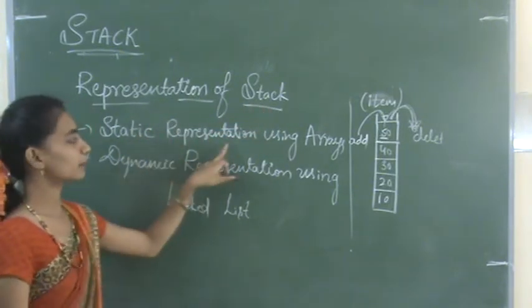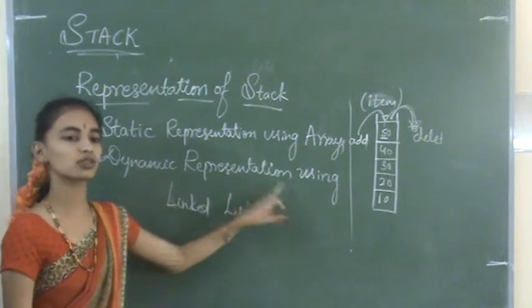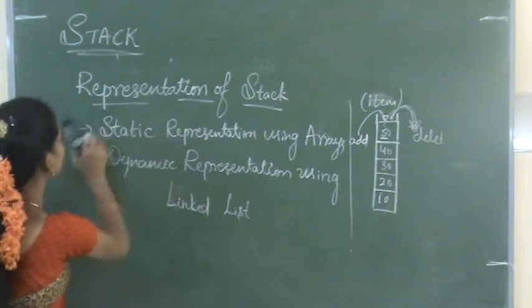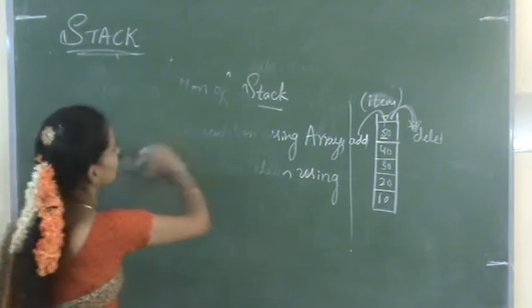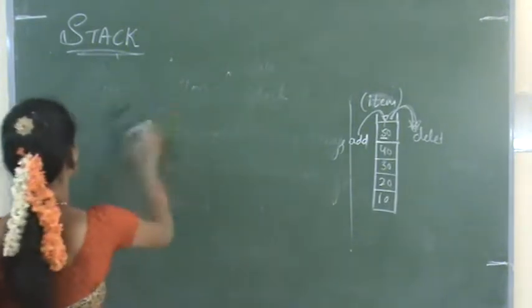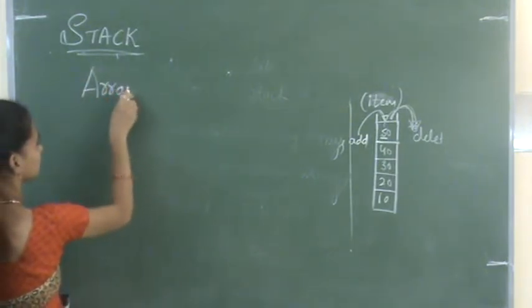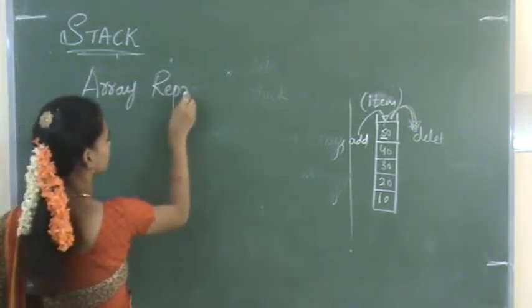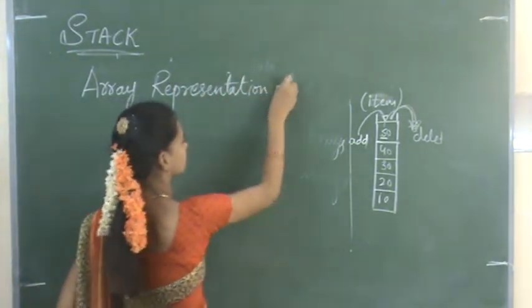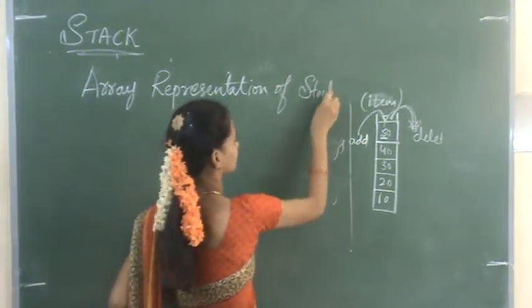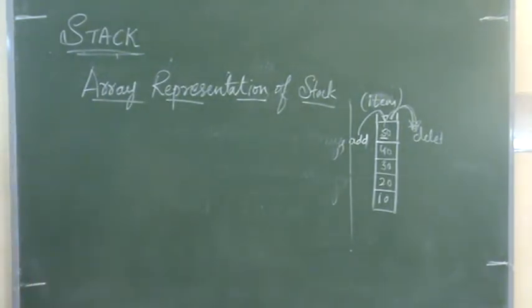One is static representation using arrays. Another one is dynamic representation using a linked list. So now we will study the first one, that is representation of stack using arrays, or array representation of stack.